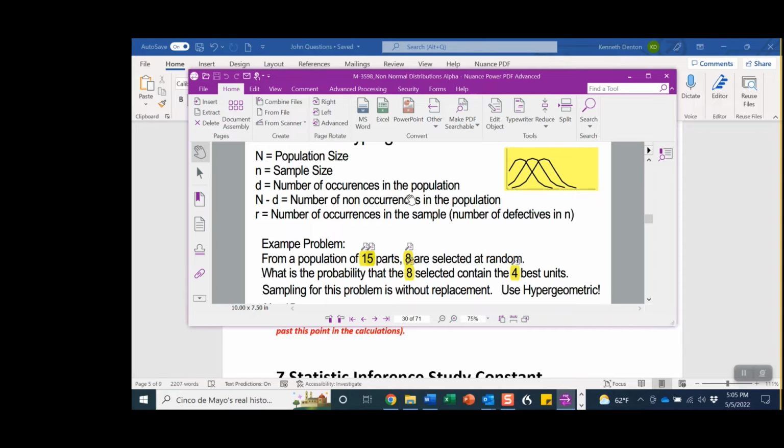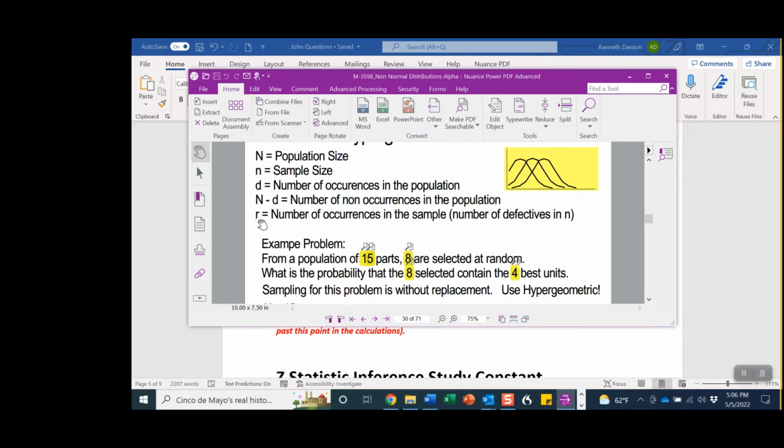What's the probability that the 8 selected contain the 4 best units? So that would be D. D is how many are there in the 4 best units? There's 4. It's kind of confusing, I know. But I don't know what your question is either. Are you asking about D or R?